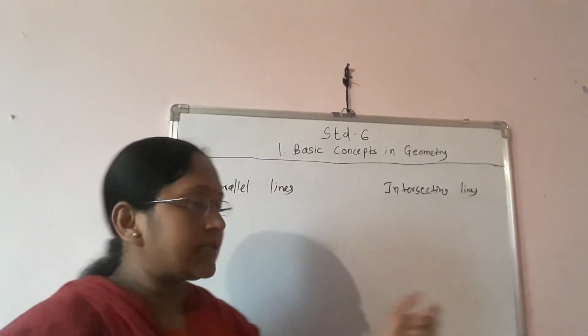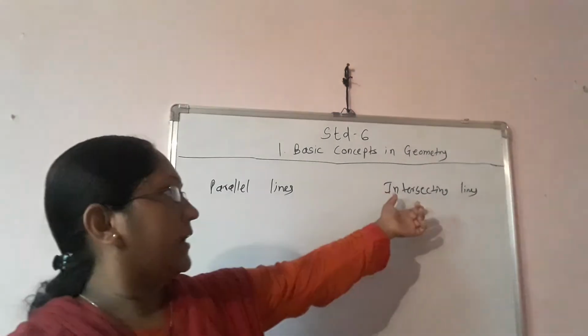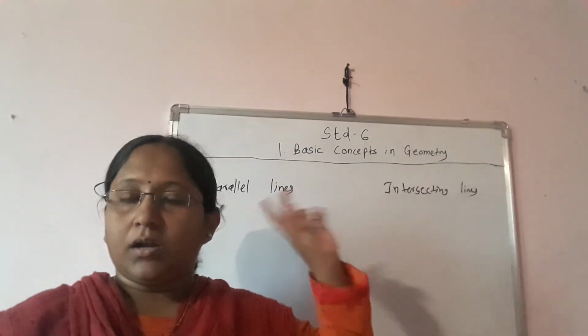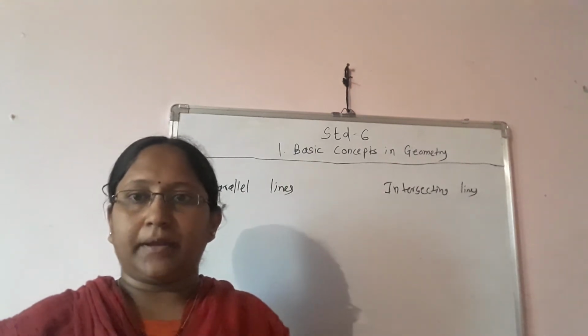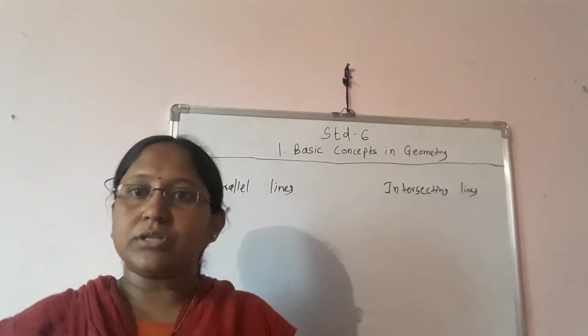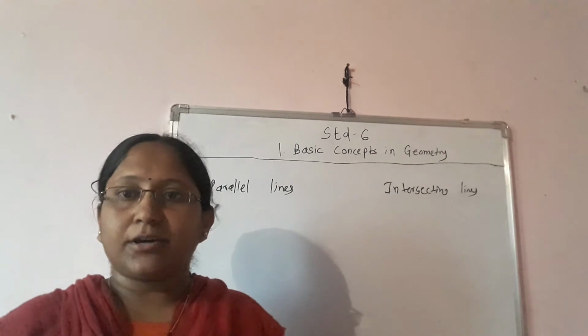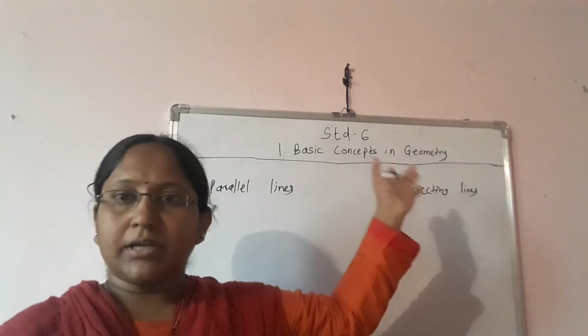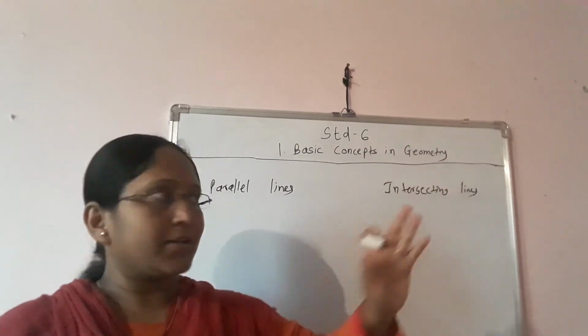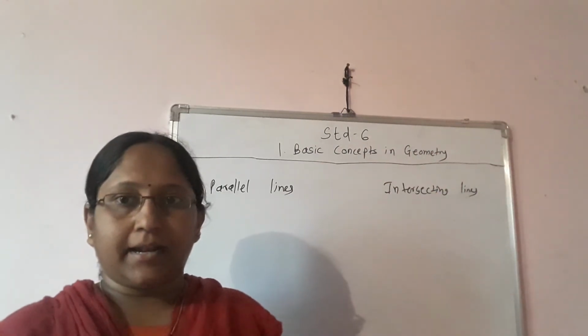Now we see parallel lines and intersecting lines. Lines which lie in a single plane but do not intersect with each other are called parallel lines. But lines which intersect each other are called intersecting lines.